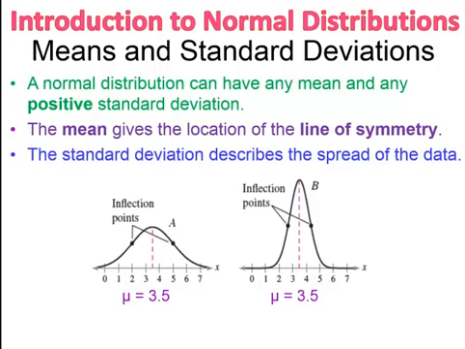The standard deviation describes the spread of data. Notice in these curves, the spread is different. You can see it in the curve. The first one is wider. The second one is slender. That is caused by the standard deviation. They both have the same mean, but because the standard deviation is different, the shape is also different. With a higher standard deviation, our curve gets wider. With a smaller standard deviation, it gets thinner.